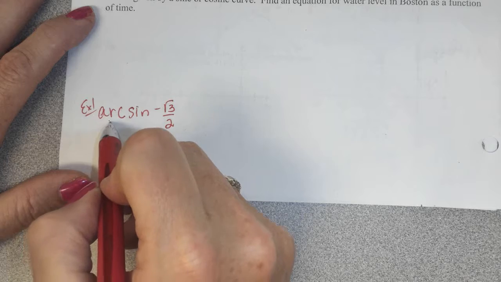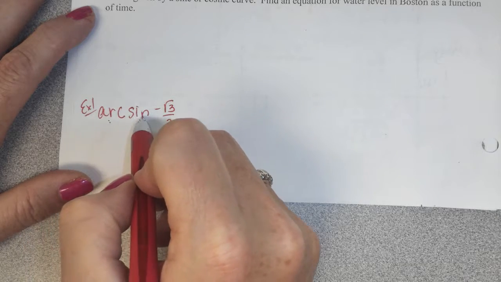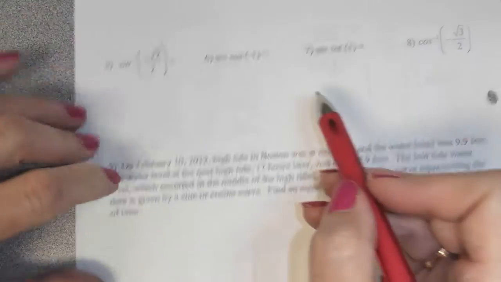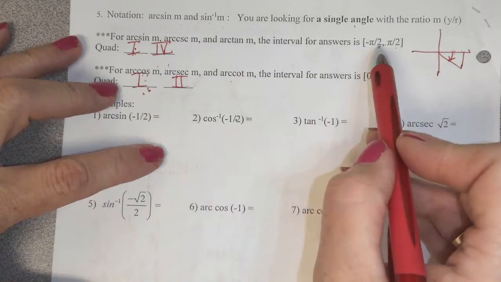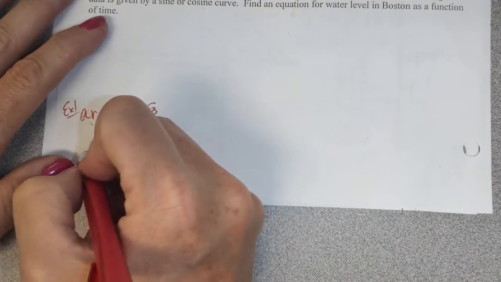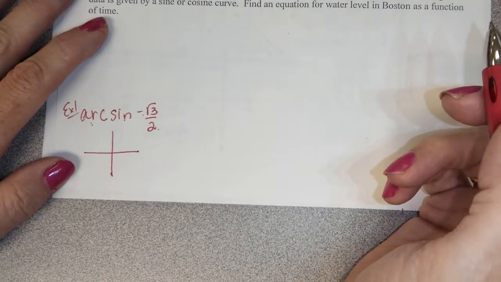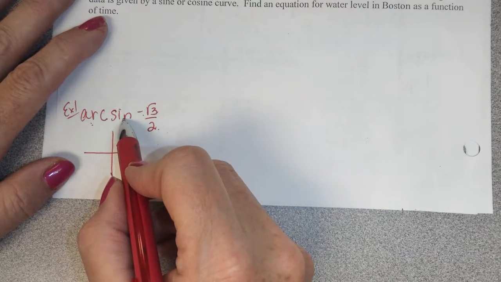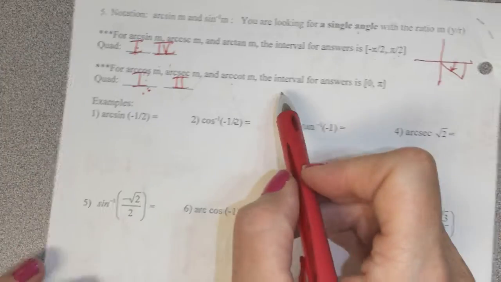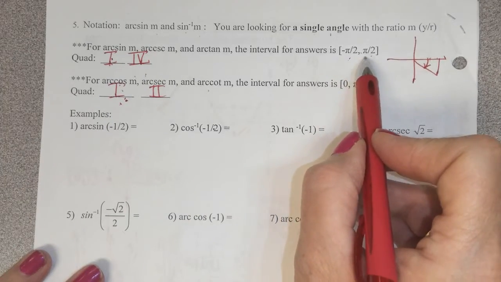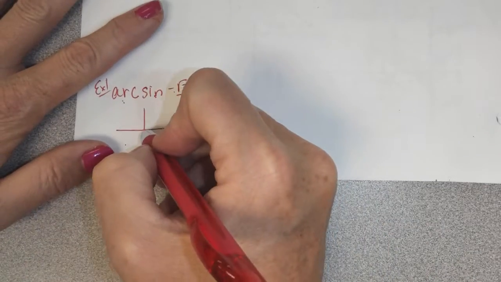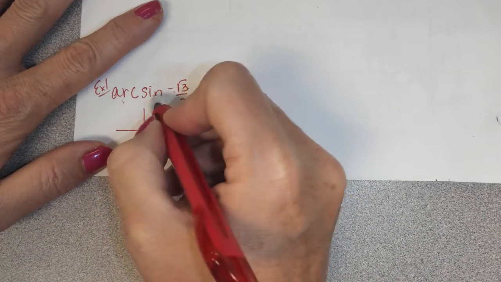This is saying, what is the one angle that has a sine ratio of negative radical 3 over 2, and the angle must be in between negative pi over 2 and positive pi over 2. Which quadrant am I going to use if I have sine negative? Am I allowed to use 3 based on this? So what am I going to use? Quadrant 4. So I have to use quadrant 4.